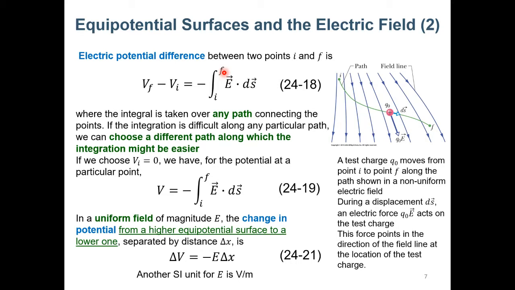Yes. So we have somehow like minus the integration from I to F. Here F should be Q E dot ds. So Q and Q cancel. Okay, so it's somehow like that. So we have V with an expression like this.